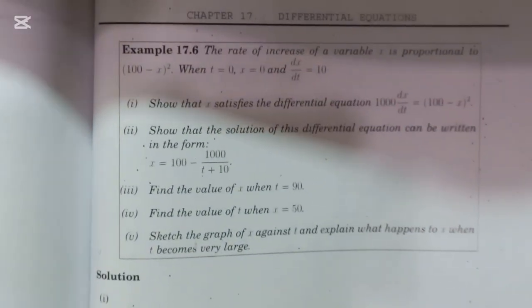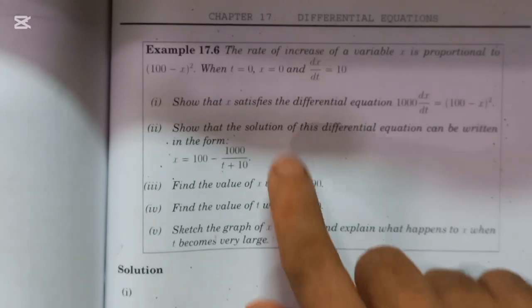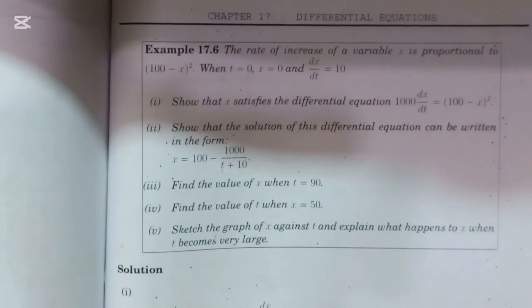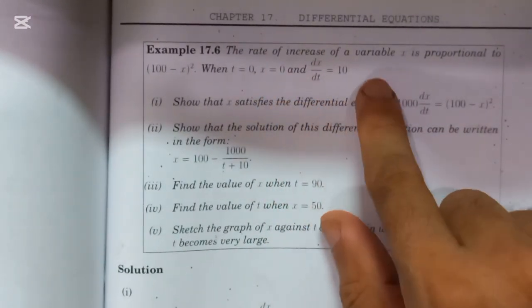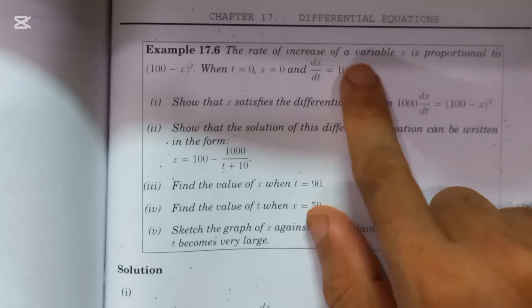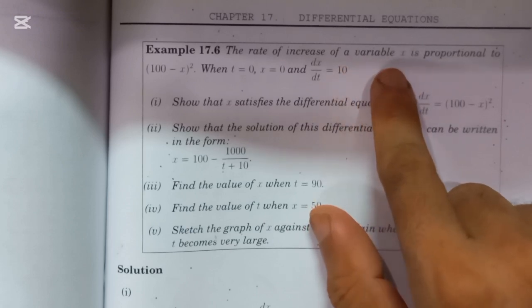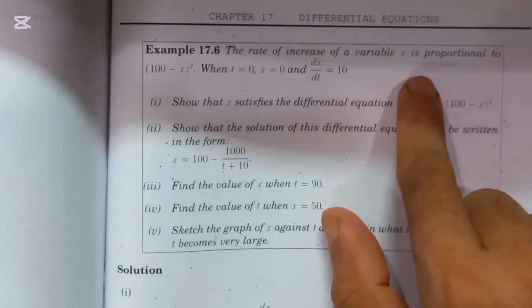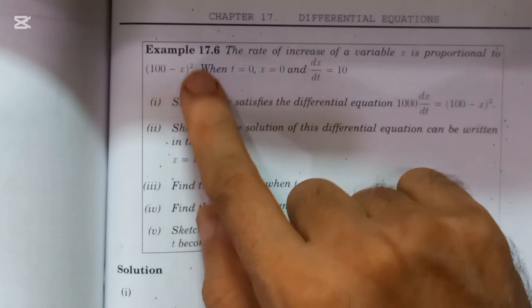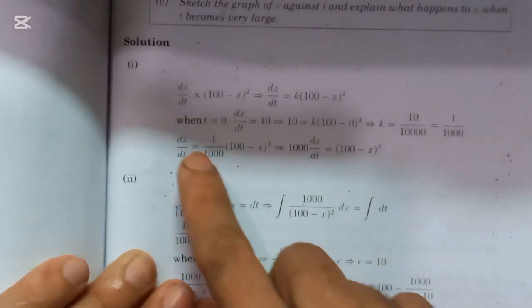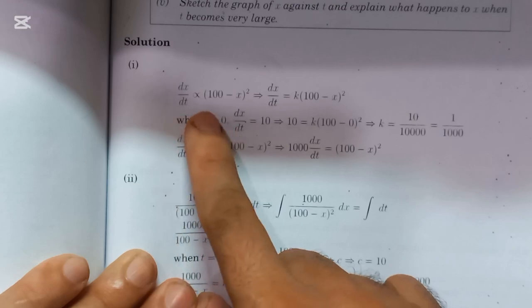The statement of the question is: the rate of the increase of the variable x, so dx over dt, is proportional to (100 minus x) whole square. So look now, dx over dt is proportional to (100 minus x) whole square.